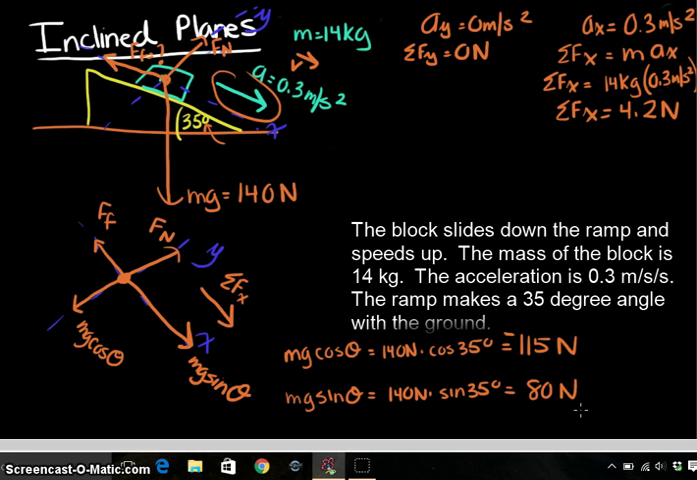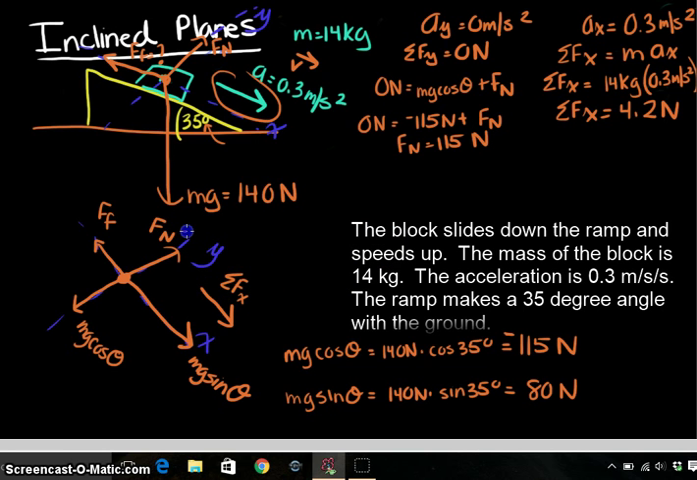Okay, now going back up here to my second law statements, I'm going to take a look at what's going on in the y direction. We know that the F net in the y is 0 newtons, and this means that 0 newtons is equal to mg cosine theta plus our normal force. So this means that 0 newtons is equal to negative 115 newtons plus F normal. So that means that F normal is 115 newtons.